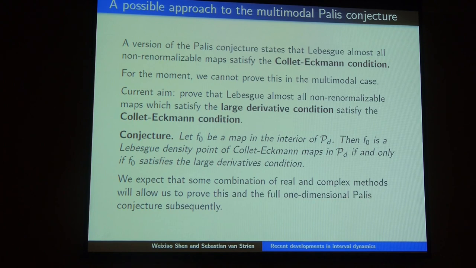Probably the next ICM should be held in Brazil. This is the home of Jacob Palis. Maybe that's a suitable place for someone to present a full solution to the Palis conjecture for multimodal maps. Thank you.